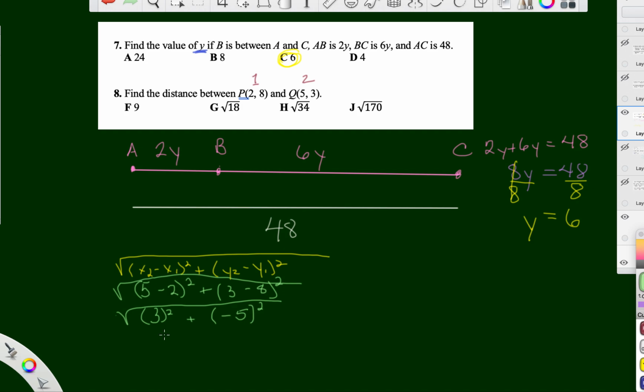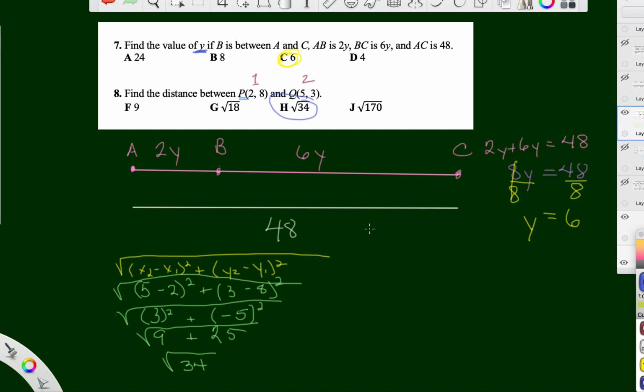All right, so 3 squared is 9. Negative 5 times negative 5, or negative 5 squared, is 25. We'll put the square root symbol over it. Last but certainly not least, we go ahead and put these together. So 9 plus 25 is 34. This can't be simplified anymore. Once we got to this point, we can look up here and see, hey, is that one of the answers that we have? And that is indeed one of the answers we have.